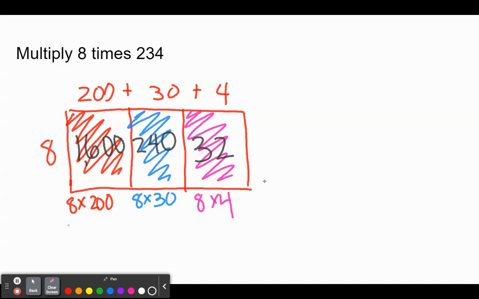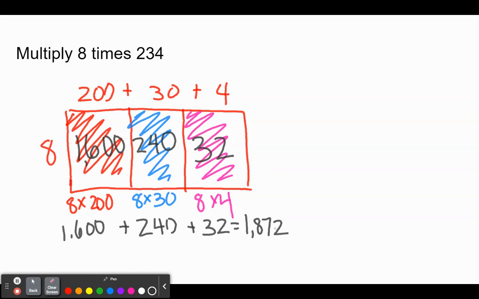We can do that by taking our 1600, adding that to 240, and then adding that to 32. If I add all of my partial products together, that will give me a total of 1,872.